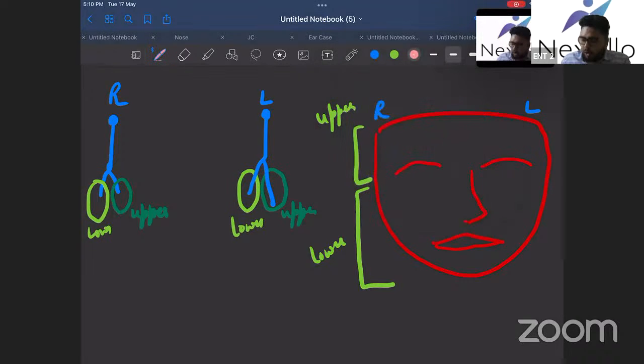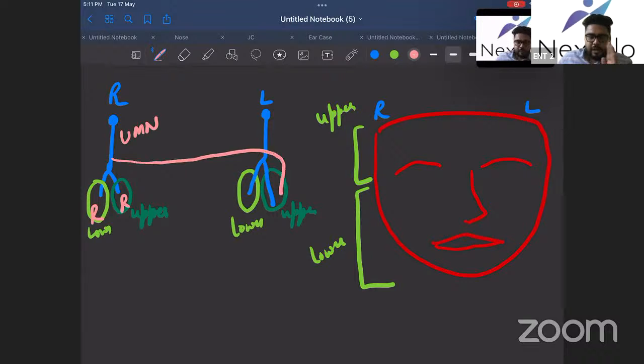Now if you see, right sided upper motor neuron will help in innervating right sided lower, right sided upper, but will also give a branch to left sided upper, but not the lower one. So there is innervation of the contralateral side of upper face, only upper face, not the lower face.